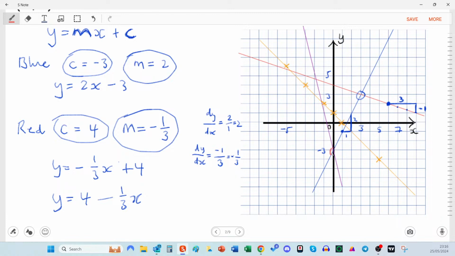Oh, look, there's already one that crosses at -3. And let's check if it goes down by 4. If we go across 1, how much has it gone down? 1, 2, 3, 4. There it is. Goes down 4 for every one across. And just to double check that, look, dy by dx, we would do 4 divided by 1. But that's not 4, it's -4. So it goes down, equals -4. Yeah, there you go. It's got a gradient of -4. So it's this purple one.